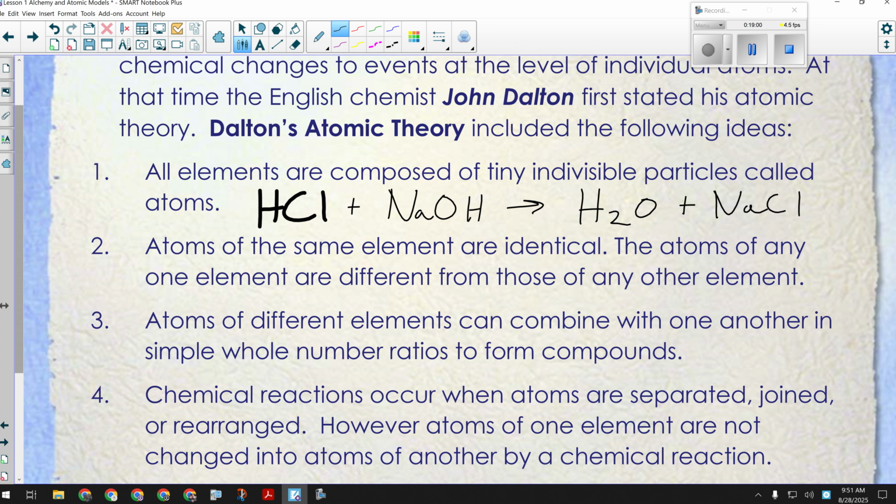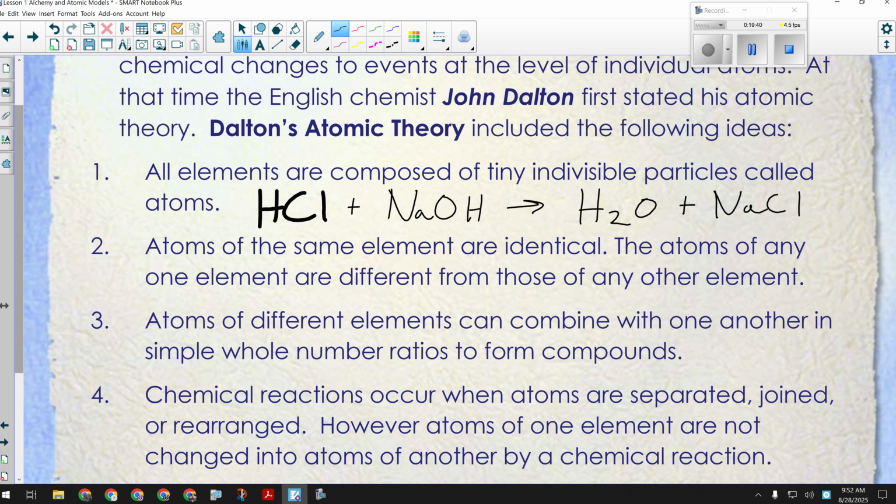Particles called atoms. The second point was that all atoms of the same element are identical. So every atom of carbon is going to have 6 protons, and it's going to have 6 electrons. And almost all carbon atoms also have 6 neutrons. There's the odd case where you might have one with 8, but they're pretty rare. There's something we call isotopes. So atoms of the same element are identical. Well, that's why all carbon atoms have the same properties.